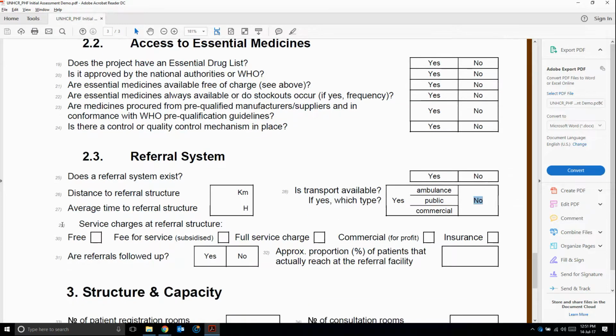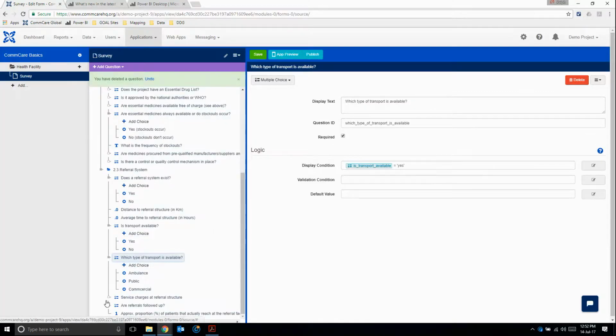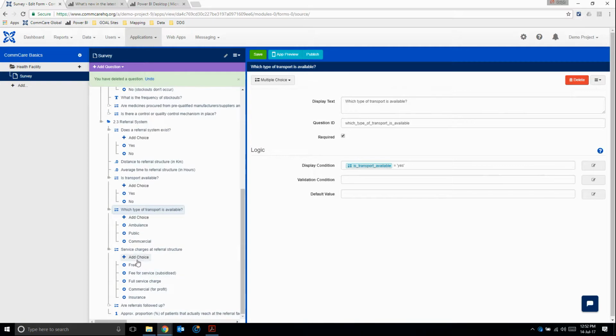Then the next question, 29, which I think question 30 and 29 are supposed to be one question, but it's just asking what are the service charges at the referral structure, and then it's giving us a bunch of options. And I mean, this is obviously multiple choice with single response, because it can either be free, or there's a fee, or there's a full service charge, etc., etc. So let's look at what we did here. Well, service charges at referral structure, multiple choice with the choice options.